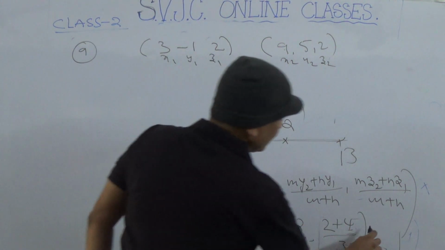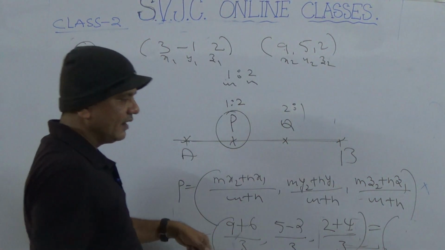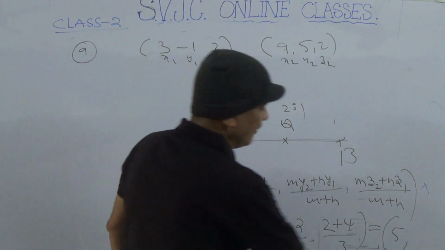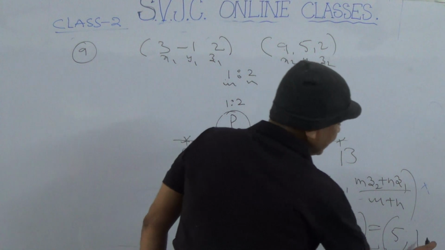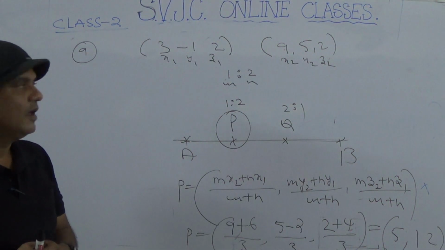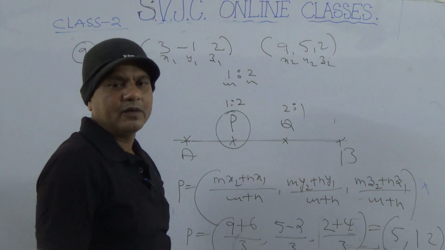Now that is equal to 15 by 3, okay? The 3 and 5 cancel. Next, 5 minus 2 is 3 by 3, and 2 plus 4 is 6 by 3. So (5, 1, 2) is the first point of trisection. But for the second point of trisection, the ratio is 2:1.